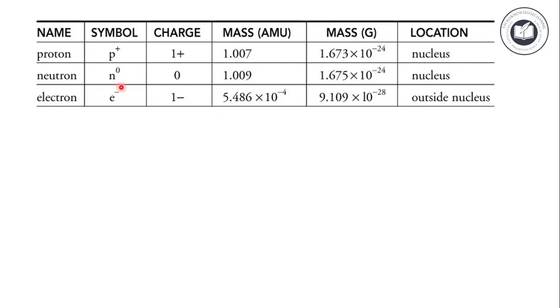Neutron, symbol N0, charge is 0, mass in AMU 1.009 and mass in grams 1.675 times 10 to the power minus 24. This is also present in the nucleus. Electron, symbol E minus, charge is 1 minus, mass in AMU 5.486 times 10 to the power minus 4 and mass in grams 9.109 times 10 to the power minus 28. The electron is present outside the nucleus.